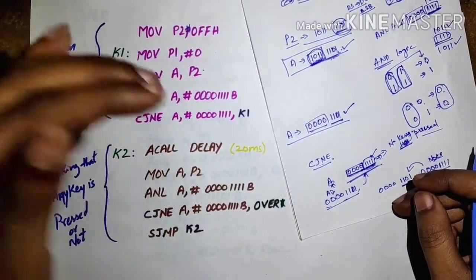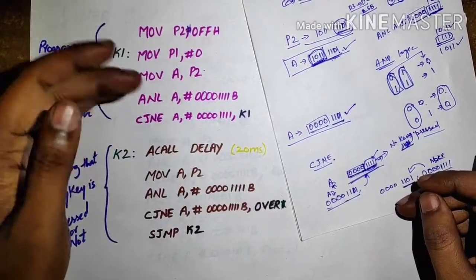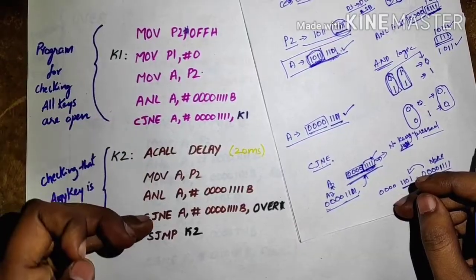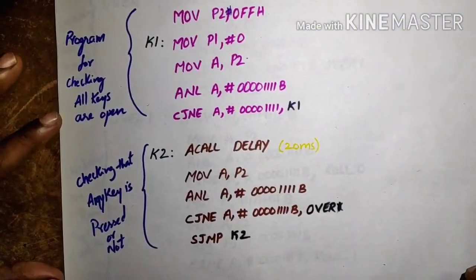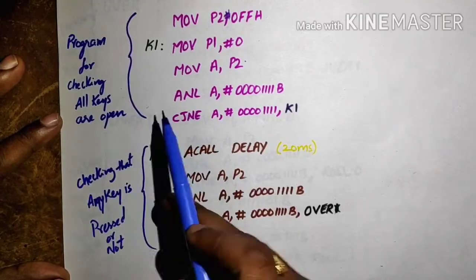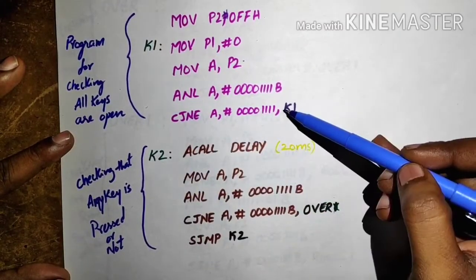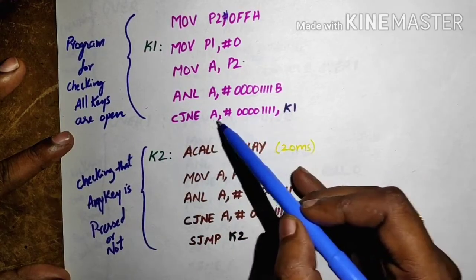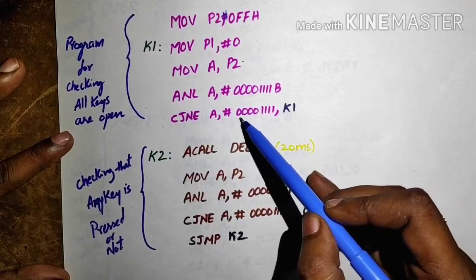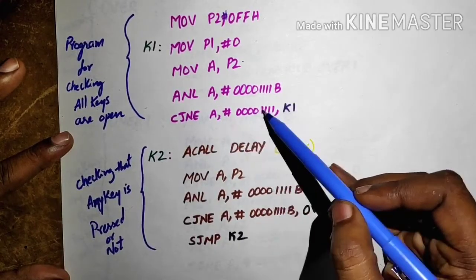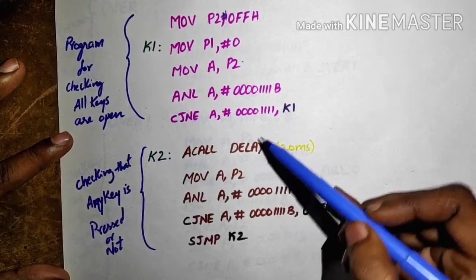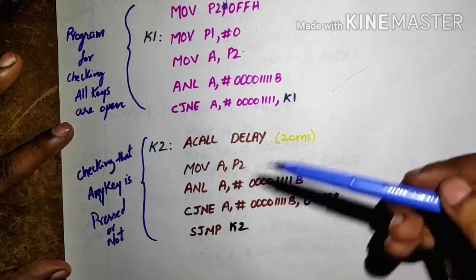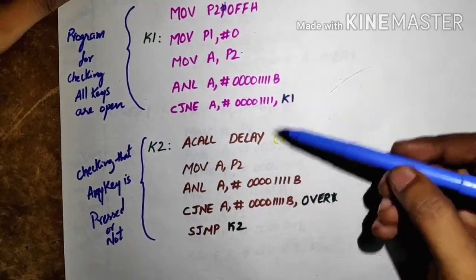So we will wait until there is no key press. Whenever there is no key press only we will go to the next process. After confirming that all keys are open, this condition will be false, so these two values, the accumulator value and 0000 1111 which we are comparing, will be equal. When this condition has failed, our program comes to the next line and executes it.